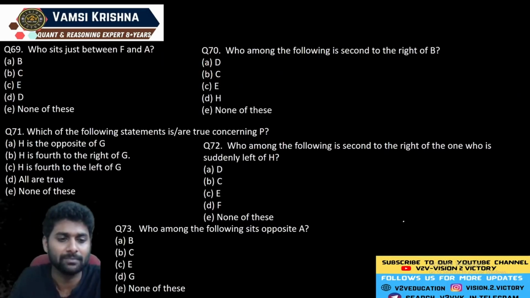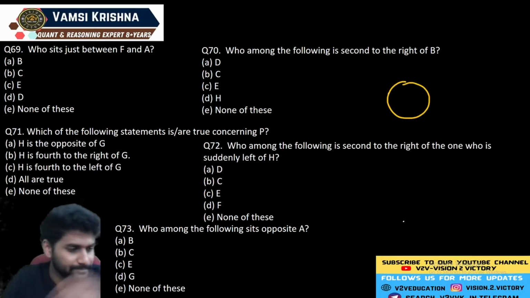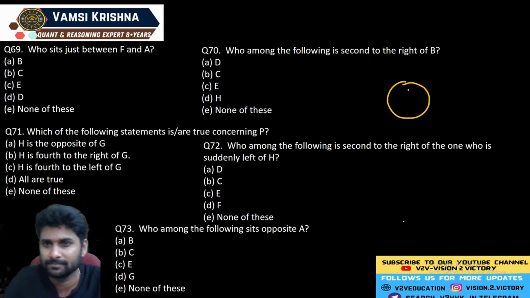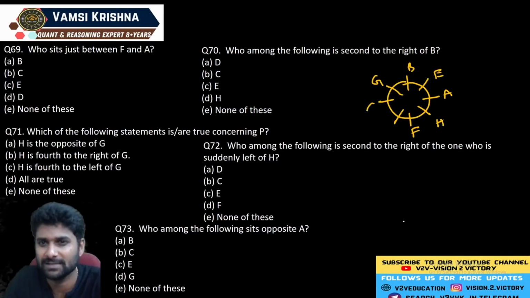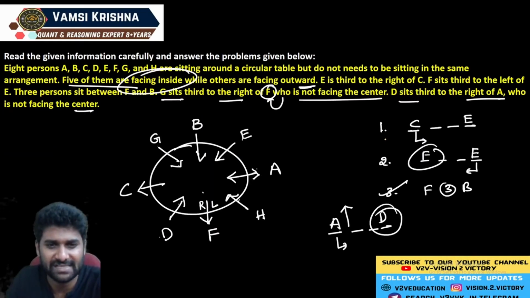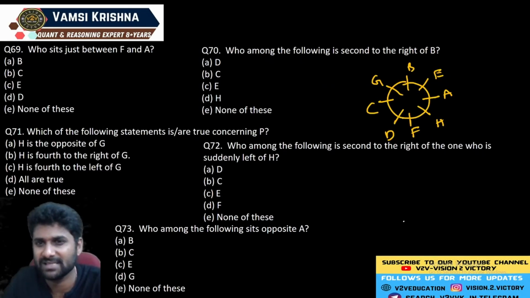Question. I will take a diagram here. F, H, A. E, B, G, C. And you know that C, F, A are facing outside and the remaining all are facing inside.